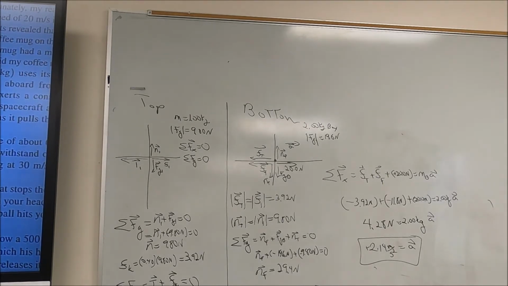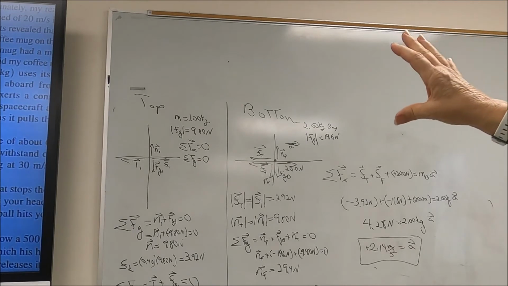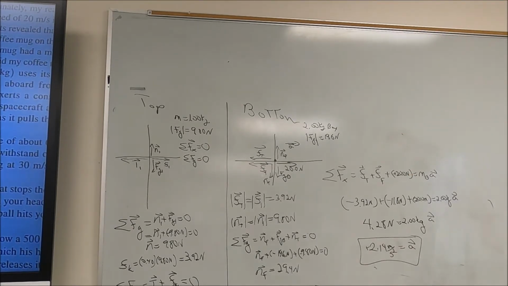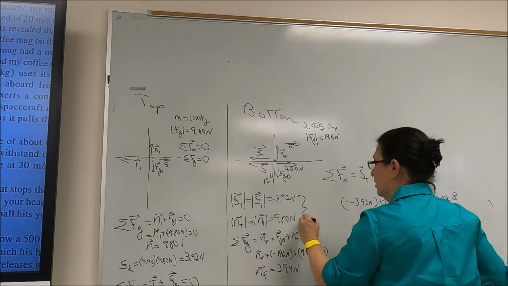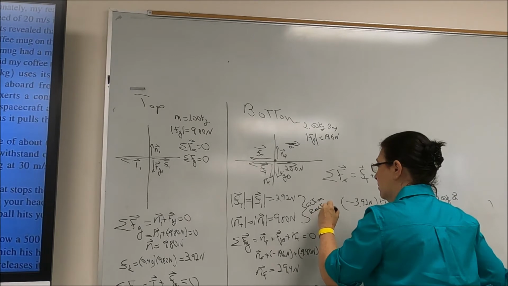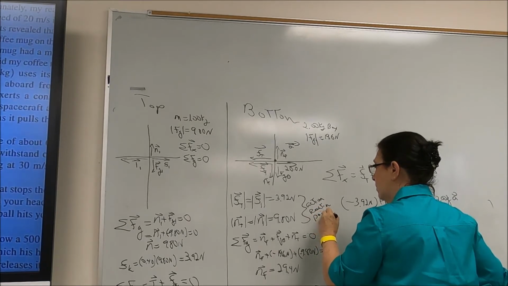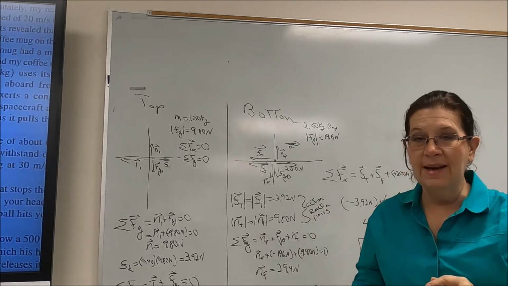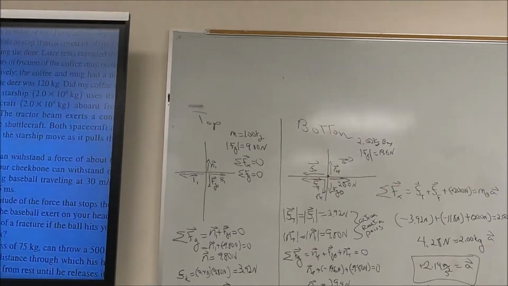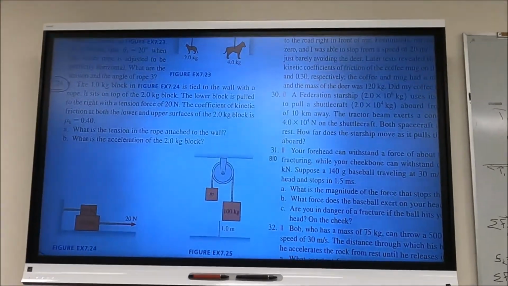Now, guys, this is all about writing out as much information as possible first. Okay? Looking for action-reaction pairs. And seeing if there are any acceleration constraints. Okay? Now, let's move on.